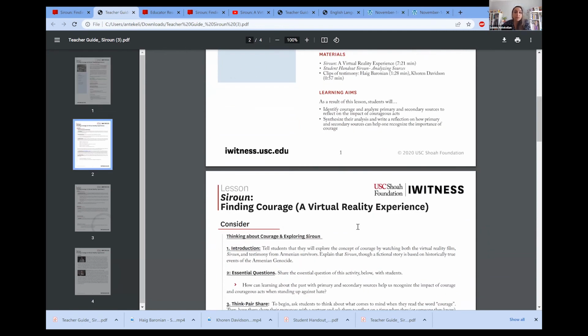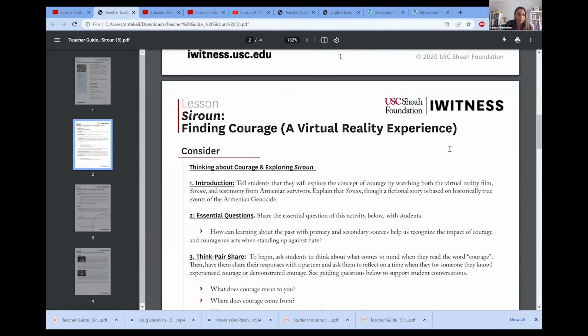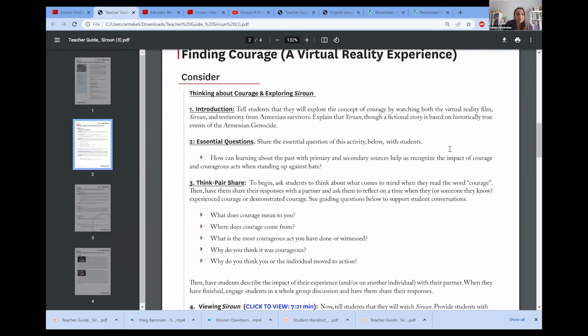So in this lesson, students will identify courage, analyze primary and secondary sources to reflect on the impact of courageous acts. They'll synthesize, or bring together, an analysis of these different sources to write a reflection on how primary and secondary sources, am I sharing my screen? Yes, okay, can help students recognize the importance of courage. So every lesson, of course, we have a learning game, and I know that in some examples of lessons that Vahe has shared with me, you also have objectives that are part of the procedure. So this is similar. Now, here's my consider section.